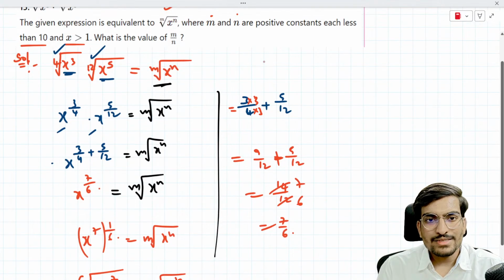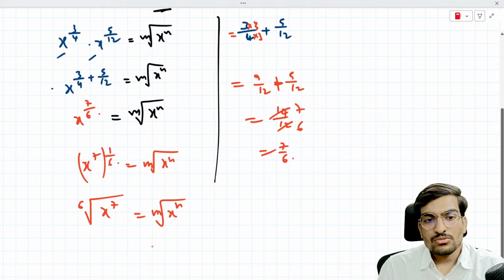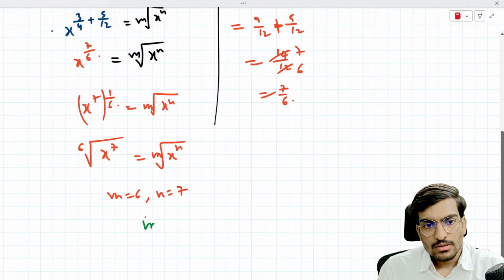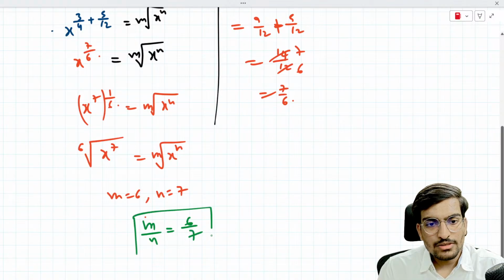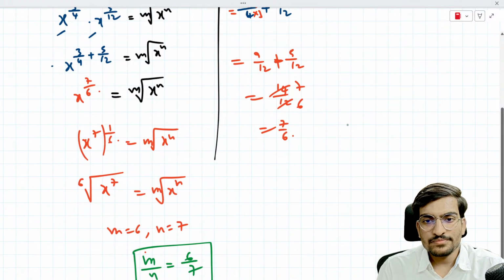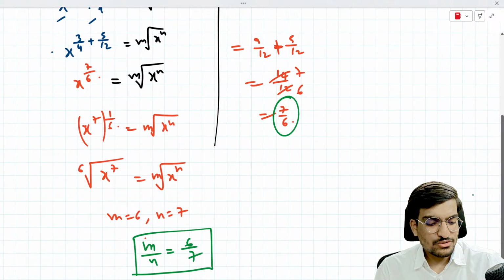What they are asking is not the m and n values, they are asking the m by n value. So m equals 6, n equals 7, and m by n equals 6 by 7. Yes, you said it right. I just thought you were saying a different part. Fine, 6 by 7 is true.